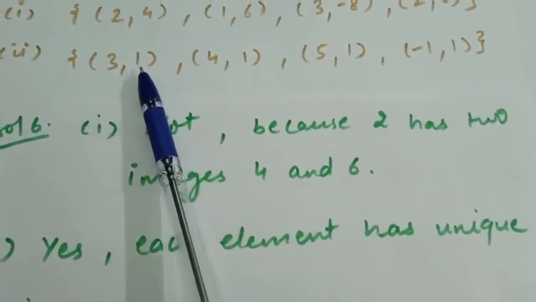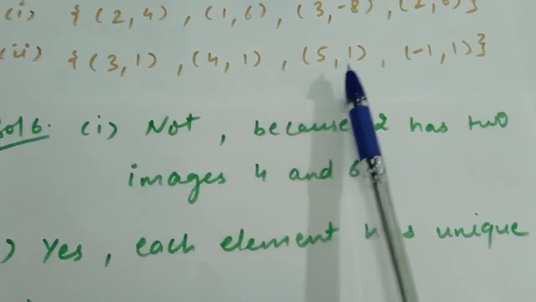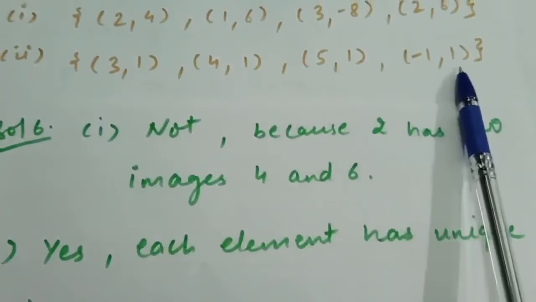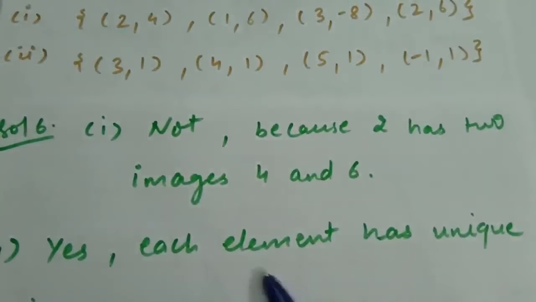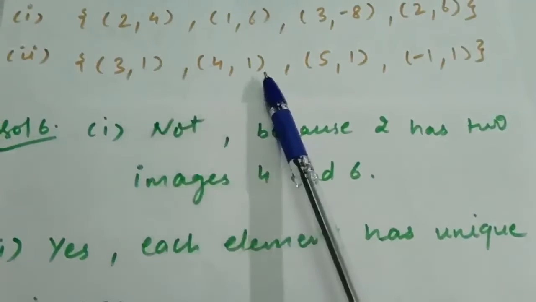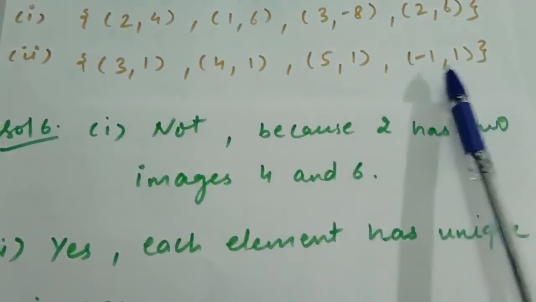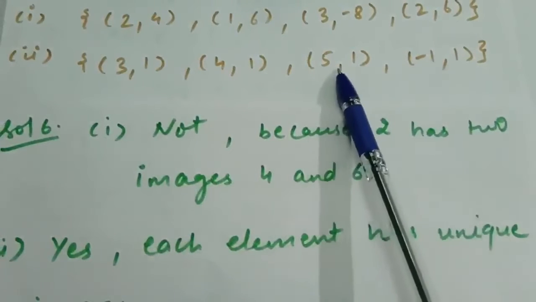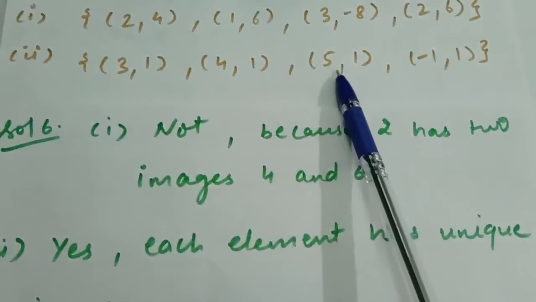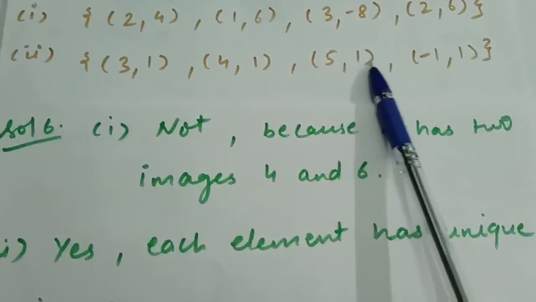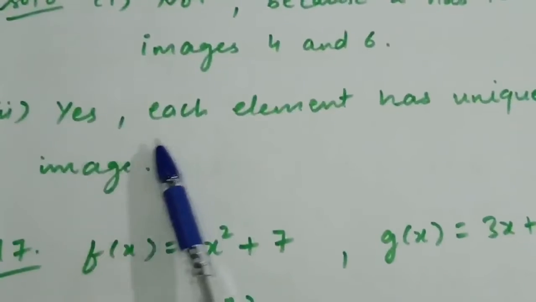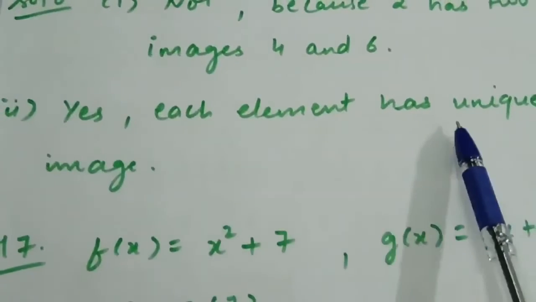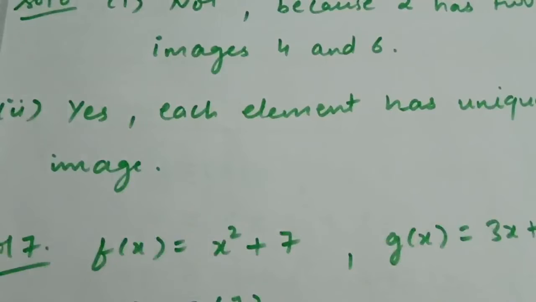Now the next is (3, 1), (4, 1), (5, 1) and (-1, 1). Since every first element has only a unique image, that is 1. 1 can repeat many times, but we just have to see the first element. All the first elements have unique images, that is the image is 1. So therefore yes, each element has a unique image, therefore it is a function.